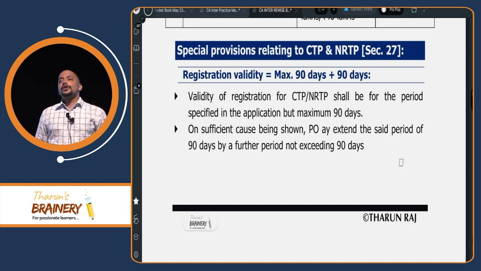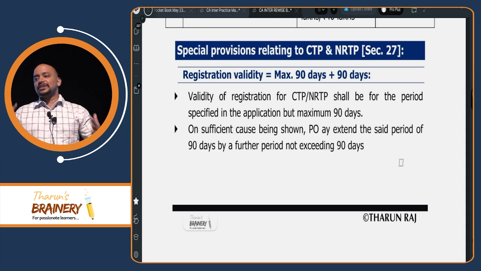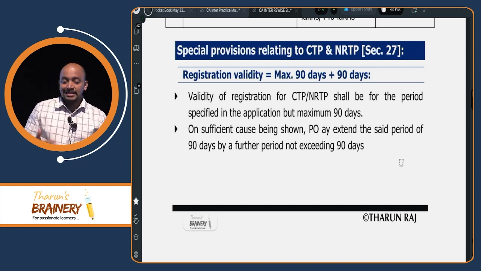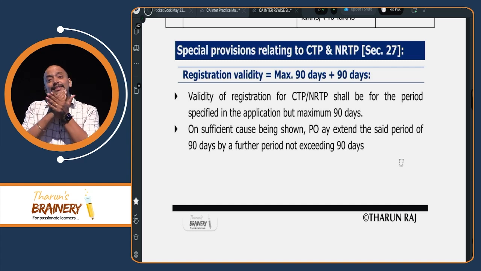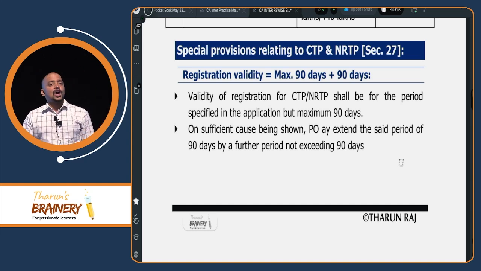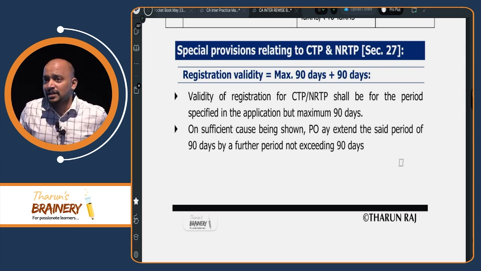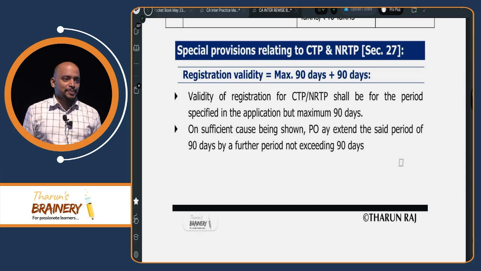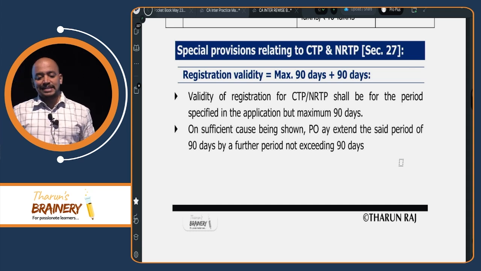Now, what is the type of registration that is granted to them? It's a temporary registration. For how many days it will be given? Up to 90 days. Means, if they are asking for 60 days, 60 days. If they are asking for 120 days, 90 days. So, first up to 90 days. Can this 90-day period be extended? Yes. It can be extended for a further period, not exceeding 90 days. Means, at a stretch, for how many days they can get registered? 180 days, not more than that. And thereafter also, if they want to continue in the business, then they need to go for a permanent registration. They cannot continue in registration as a CTP and NRTP.